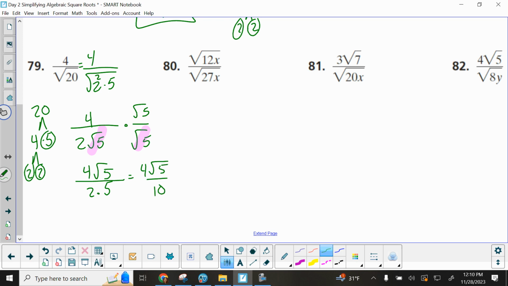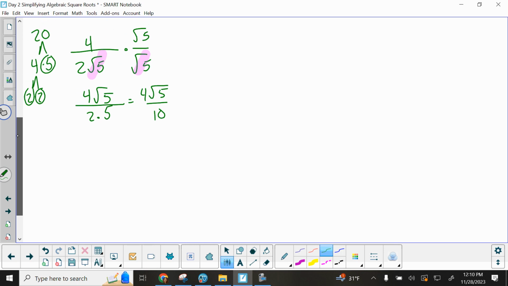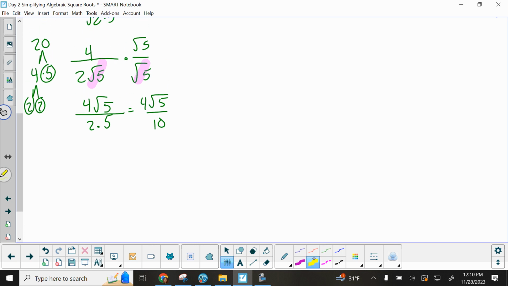And then hopefully you noticed that you can still simplify the 4 and the 10 right here. They have a common factor of 2. So 2 radical 5 over 5.